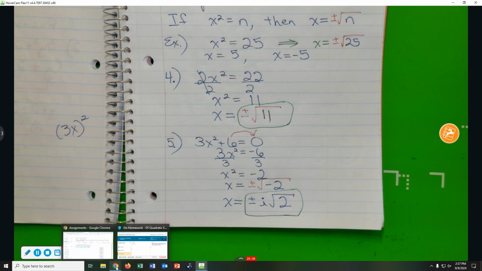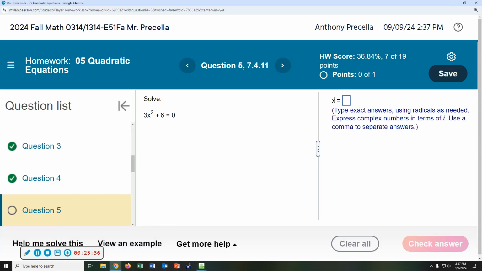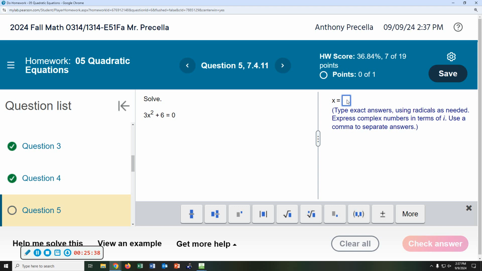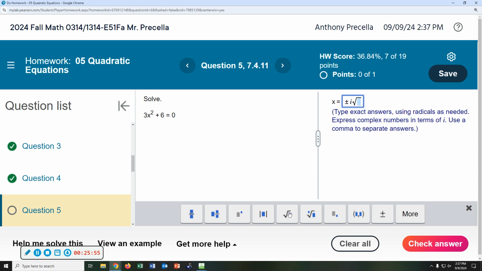So type in, click in the box, and now the toolbar appears. You click the plus minus, then the square root. Sometimes students say, wait, there's no i down here. Just use the i on the keyboard. And then the square root of.